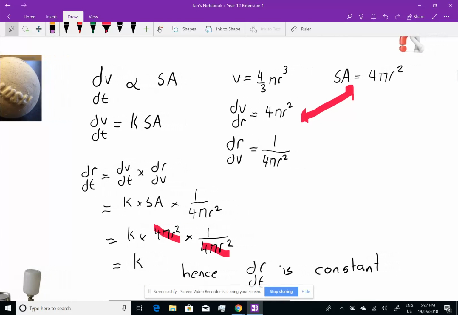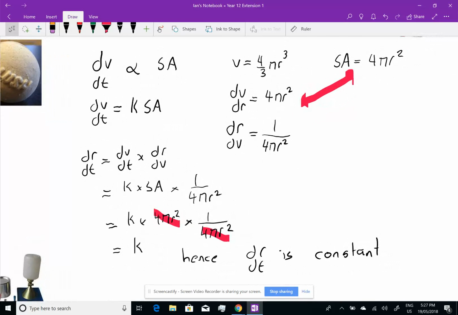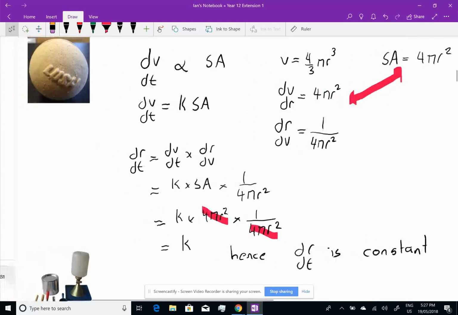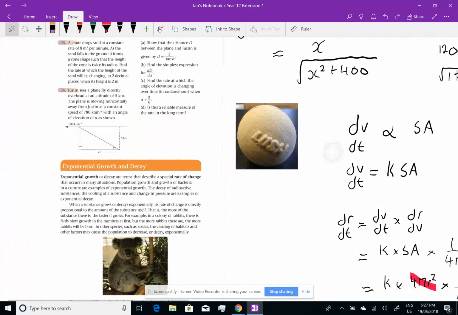That's a really interesting relationship between the volume and surface area of a sphere. The surface area is the derivative of the volume. I'll let you think about that, and we might discuss it in class. Now the last one, because I'm not going to do 36.